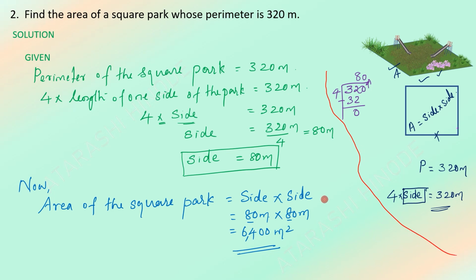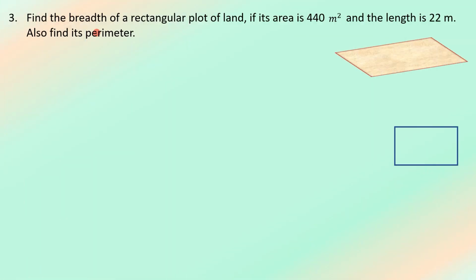Now let us go to the third question. Here the question is, find the breadth of a rectangular plot of land if its area is 440 meter square and the length is 22 meter. Also find its perimeter. Here first we have to find the breadth of this rectangular plot of land.